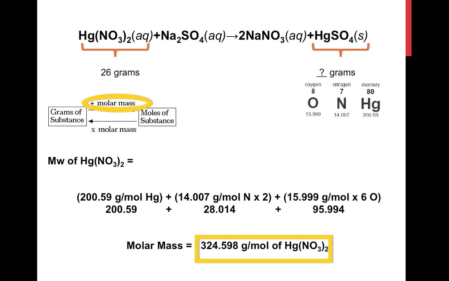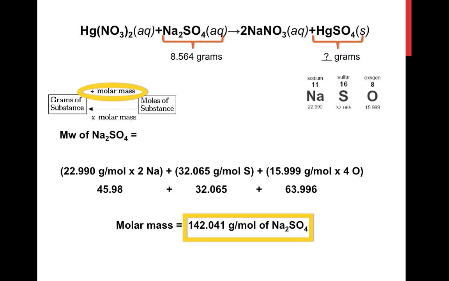First, we are going to convert the 26 grams of mercury nitrate by finding the molar mass of this compound. The way to find the molar mass is as follows. Find the atomic mass of mercury, nitrogen, and oxygen, and multiply each element by the number of atoms for that element. Proceed to add the atomic mass of each element together to determine the molecular weight of the compound. The molar mass is then equal to 324.598 grams per mole of mercury nitrate.